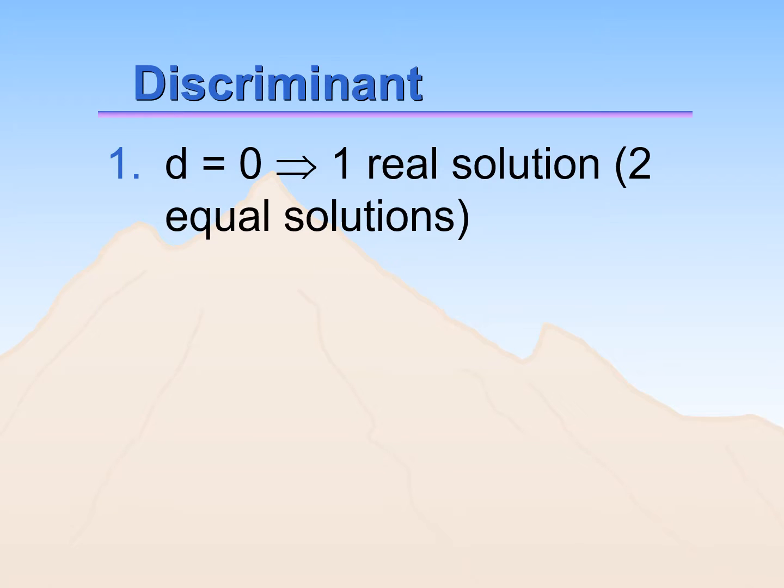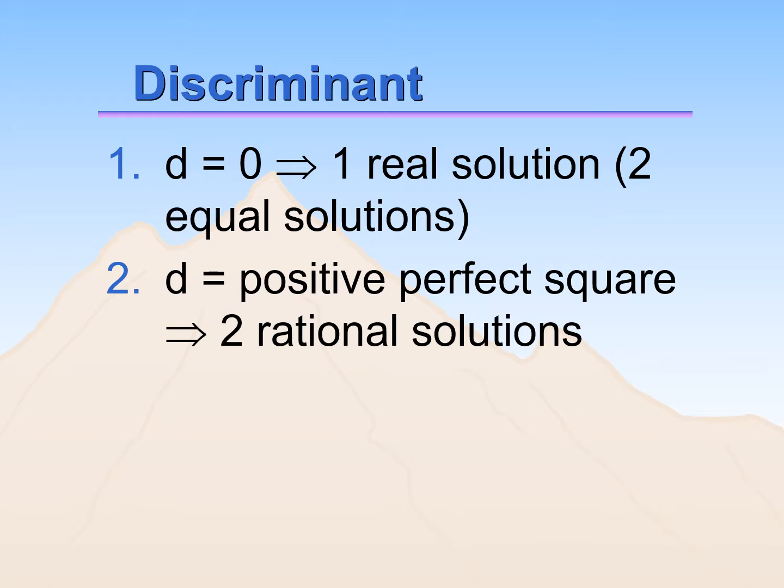If our discriminant is equal to 0, that means that we're going to have one solution. That means x is going to be equal to one number. Actually, what happens is that we have two equal solutions, which means that you're not going to write the same number down twice. You're just going to write it once, which is why we say if your discriminant is equal to 0, then you're going to have one real solution.